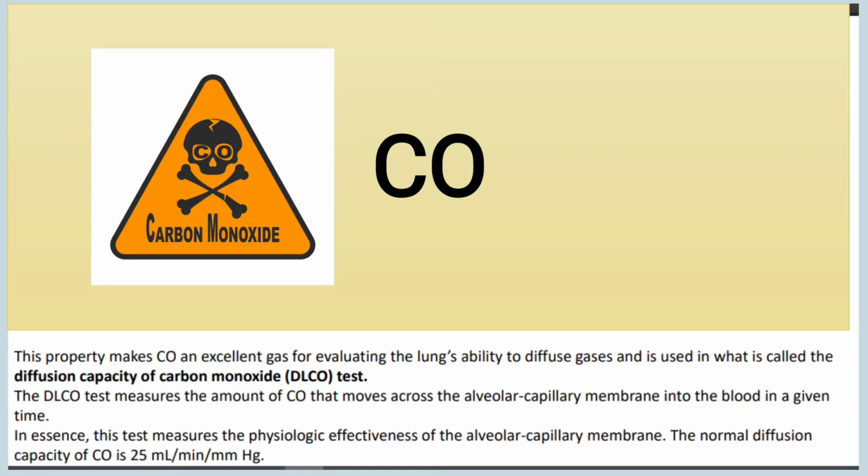This property makes carbon monoxide an excellent gas for evaluating the lungs' ability to diffuse gases, and it is used in what is called the diffusion capacity of carbon monoxide, or DLCO test. So if we want to measure the diffusion capacity of the alveolo-capillary membrane, we will use this gas. Carbon monoxide will be used for this because carbon monoxide transfer is diffusion limited.